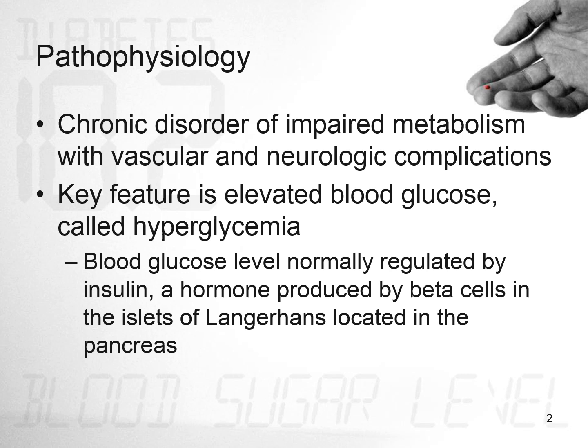The pathophysiology here is diabetes is a chronic disorder of impaired metabolism with vascular and neurologic complications. The key feature here is elevated blood glucose called hyperglycemia. Blood glucose levels normally are regulated by insulin, a hormone produced by beta cells in the islets of Langerhans located in our pancreas. The patients here with hyperglycemia are going to be at an increased risk for heart disease, kidney disease, blindness, amputations, and complications during pregnancy as well. But now with better management options, it's possible to reduce those risks.